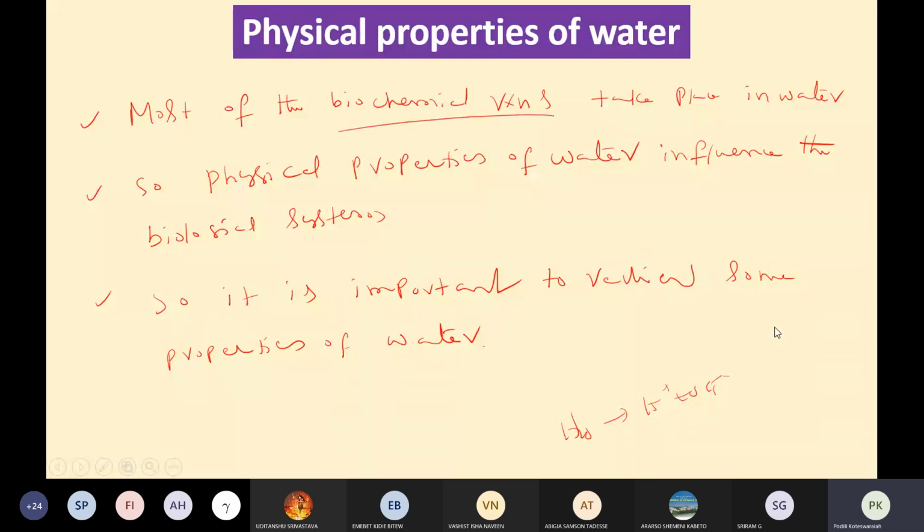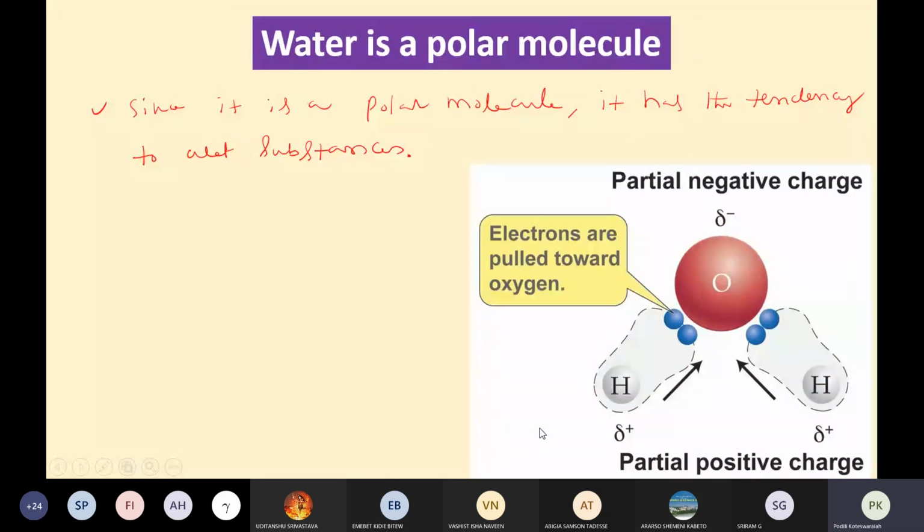Since most of the reactions in the cell take place in a water medium, that is, an aqueous medium, the physical properties of water influence many biological systems. So to understand this, we need to understand the properties of water thoroughly. And we know that water is a polar molecule.